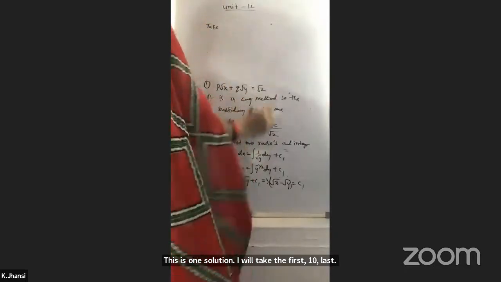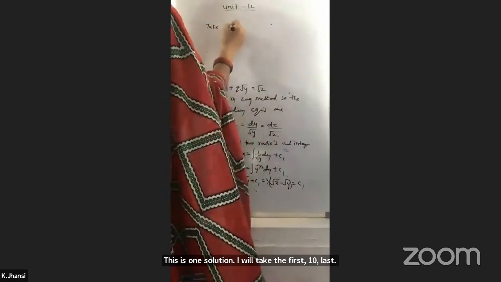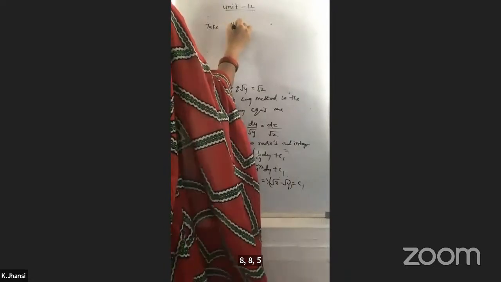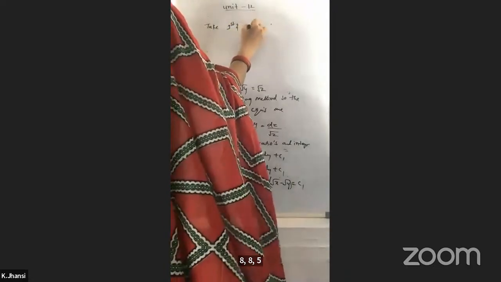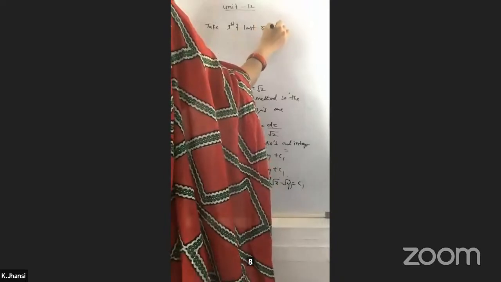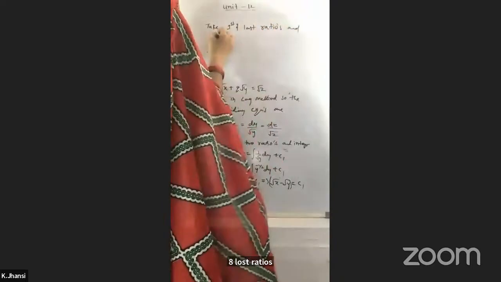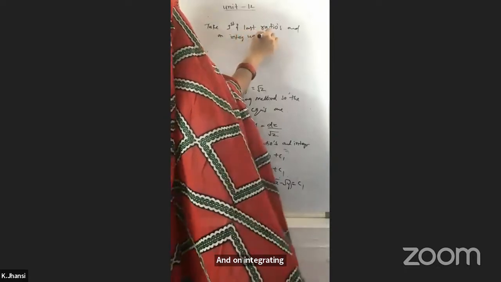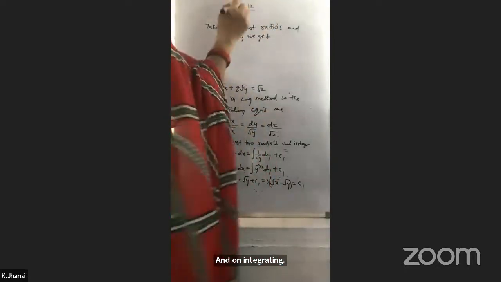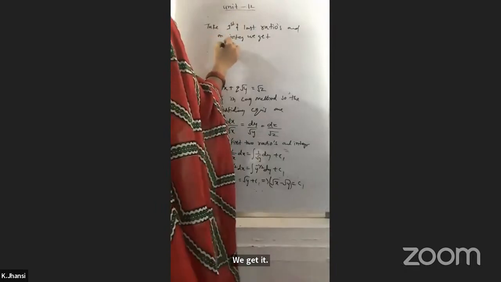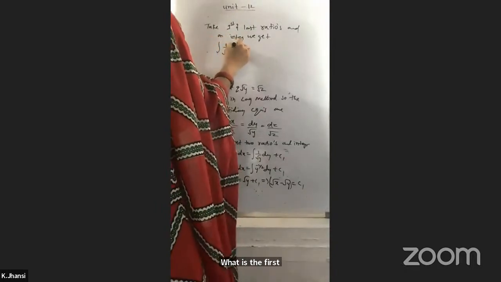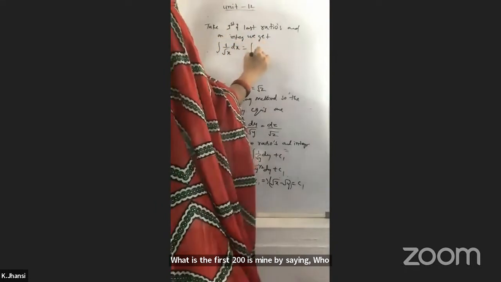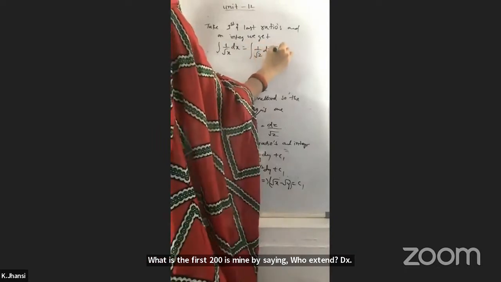Take, or you can take second and third also, anything. Okay. Take first and last ratios and on integrating we get, what is the first one? That is 1 by root x dx equals 1 by root z dz plus c2.